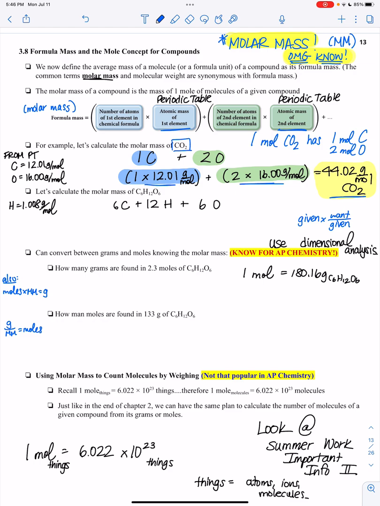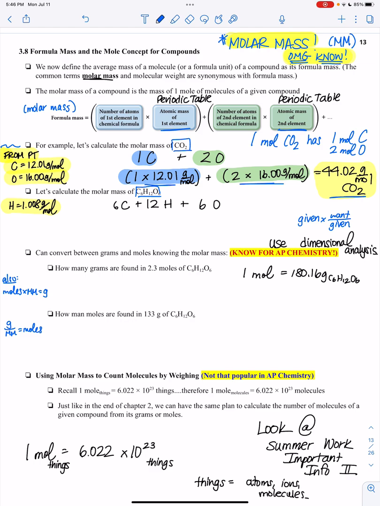Let's do another one. If you didn't catch that, now I'm going to start from scratch. Let's do the molar mass of C6H12O6, which is glucose. This has 6 carbons plus 12 hydrogens plus 6 oxygens. On the side here, I already wrote the molar masses of the elements carbon, hydrogen, and oxygen from the periodic table.